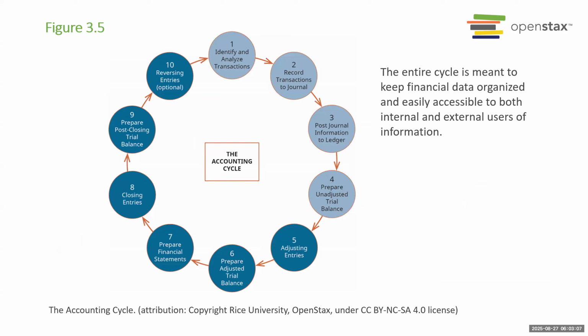So here you see the total accounting cycle. We discussed the first 4 steps. The next steps, which will be touched on in future chapters, are step 5, adjusting entries. Step 6, prepare adjusted trial balance. 7, prepare financial statements. 8, closing entries. 9, prepare post-closing trial balance. 10, prepare reversing entries as needed.